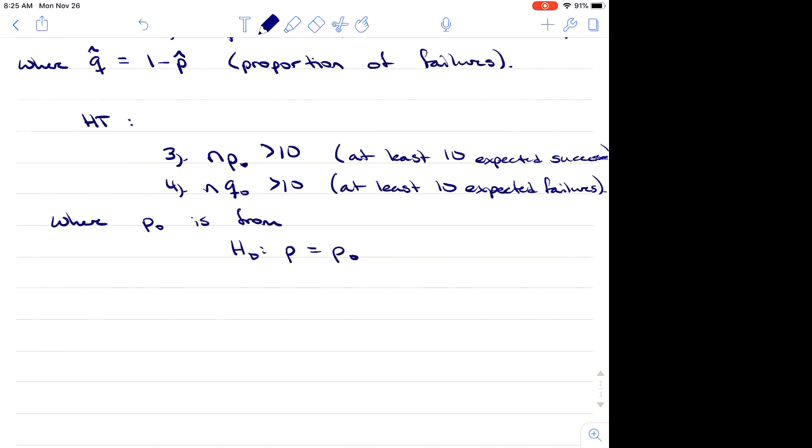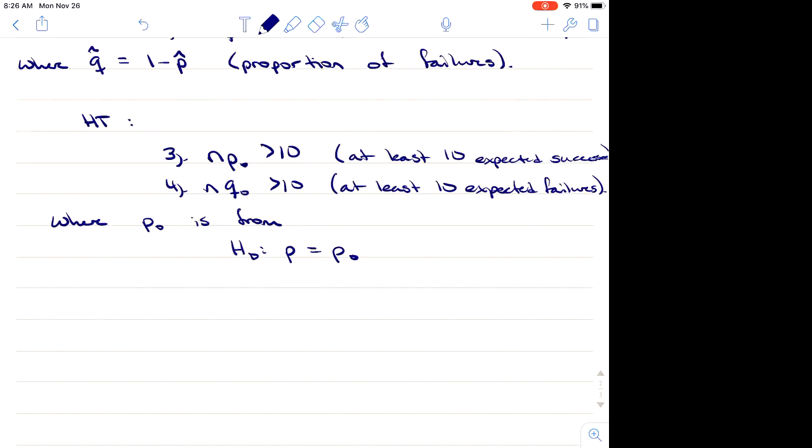So P naught is from your null hypothesis, which means you have to do a hypothesis test to be able to check that condition. A lot of the time I get questions saying, oh, I've got this confidence interval, but I don't know what P naught is, right? And you shouldn't be checking it. If you only have to do a confidence interval, you don't have to check it.